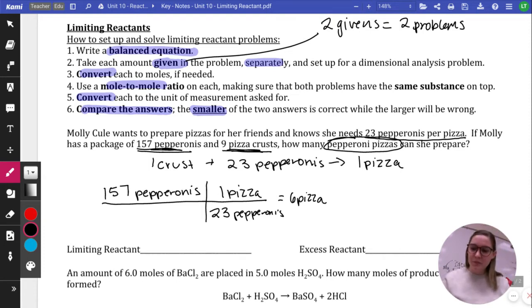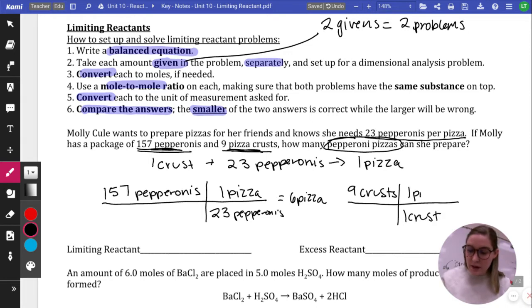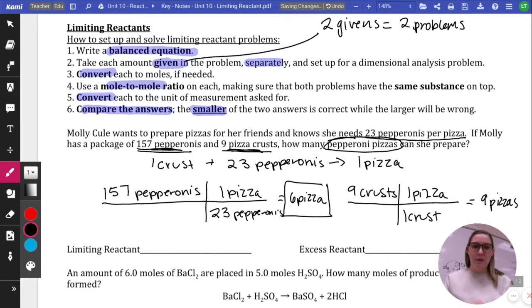All right, now let's look at our crust. So she has 9 crusts. One crust makes one pizza. So based on the number of crusts she has, she can make 9 pizzas. All right, so based on those two things, how many can she actually make? She can only make 6 pizzas because she runs out of pepperoni. So therefore, pepperoni would be our limiting reactant, and crust would be our excess reactant.